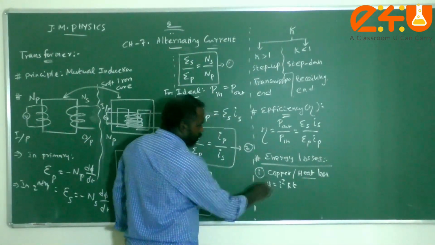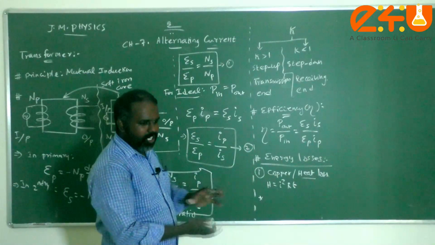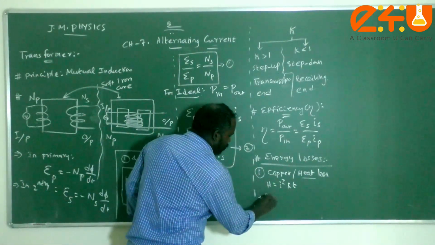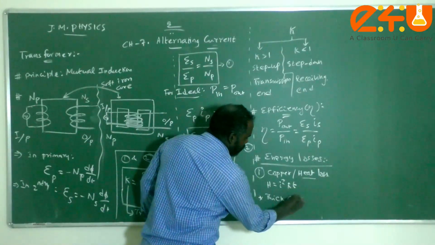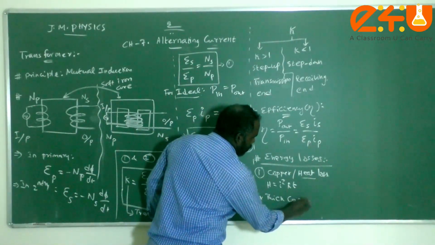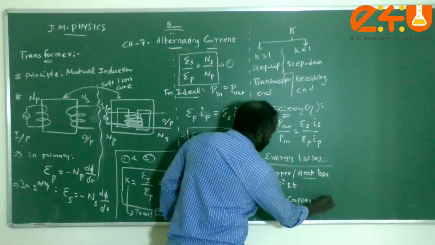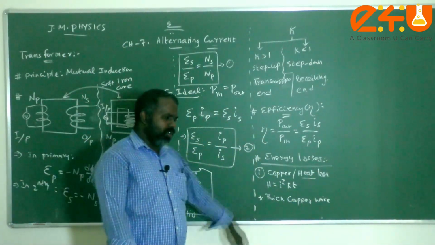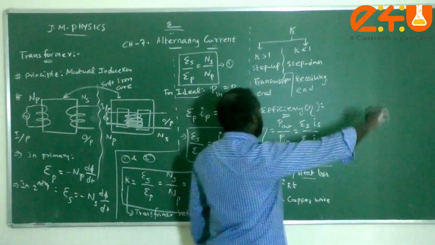How to rectify this copper loss? We have to use thick insulated copper wires. Because a thicker copper wire means less resistance. Therefore, the power loss will be less.